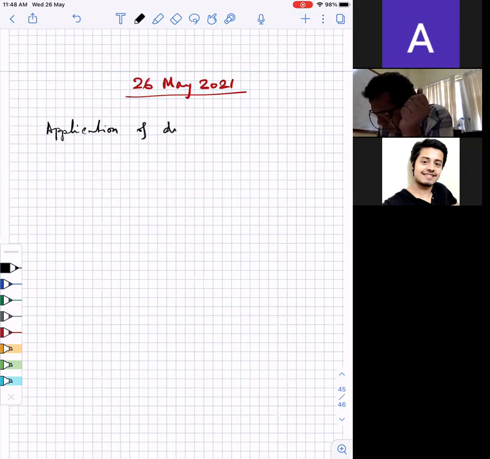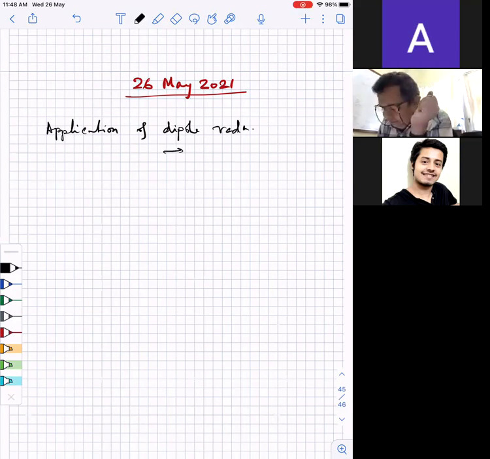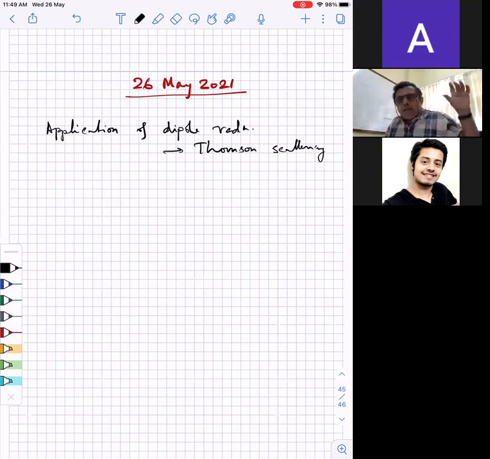An application of dipole radiation, which is basically Thomson scattering. Scattering, so basically scattering by an electron. There's an incident EM wave, and how does that EM wave scatter from the electron? So that's the application. It's an important application of the dipole radiation.